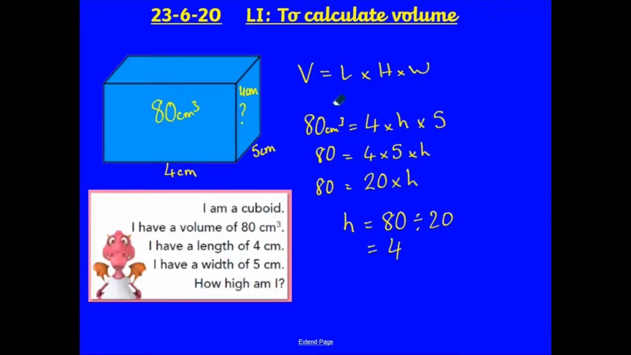I could check that by doing 4 times 5 times 4 and making sure it does equal 80, or 4 times 4 times 5. I can double check that, and it would indeed work. So the missing height is 4 centimetres. I've used the information to help me: length of 4, width of 5, I just need to find the missing side.